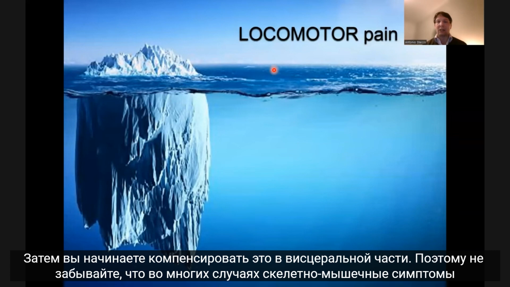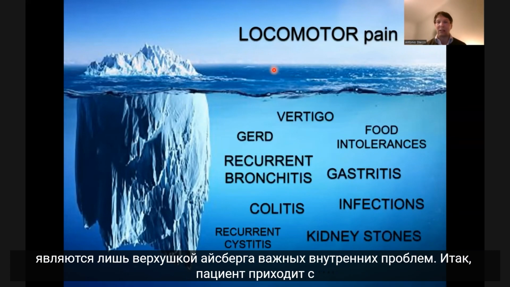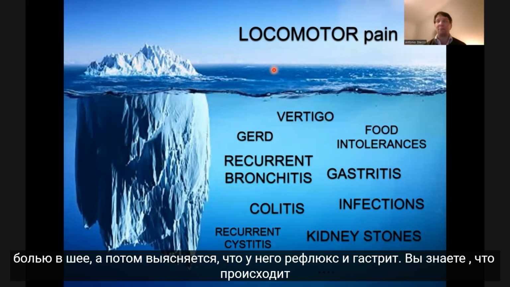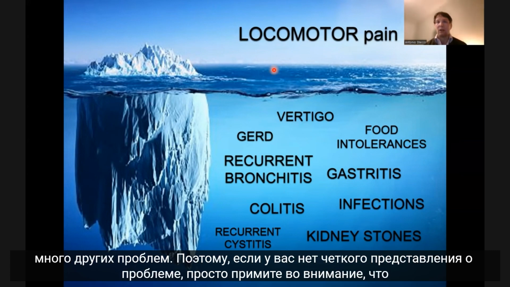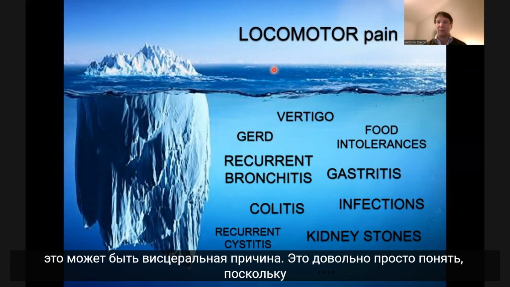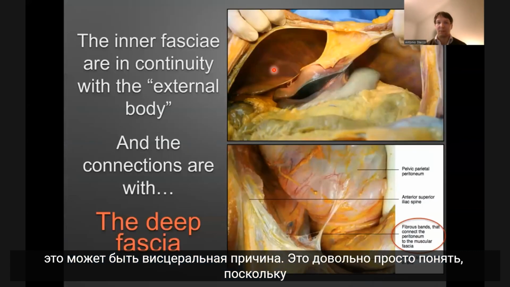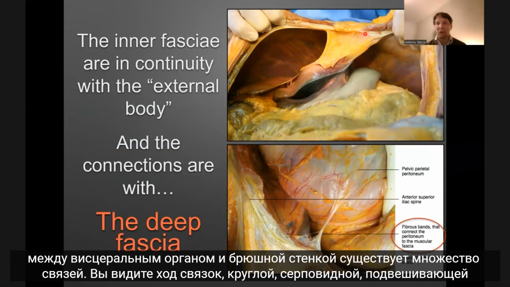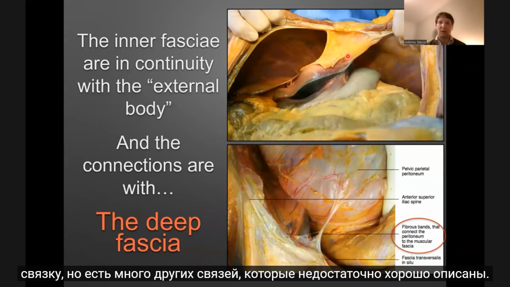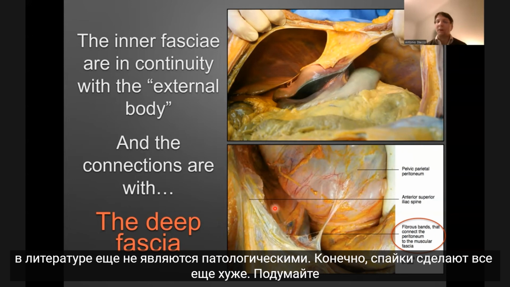So don't forget that a lot of the time musculoskeletal symptoms are just the tip of the iceberg of an important visceral problem. So the patient comes for a neck pain, and then you find out that there is reflux, food intolerance, gastritis, a lot of other problems going on. So if you don't have a clear origin of the problem, just take into consideration that maybe it has a visceral origin. This is quite simple to understand because we have a lot of connections between the visceral organs and the wall. We see the round ligaments, the suspensory ligament, the falciform ligament of the liver, but there are a lot of other connections that are not well described in the literature and are not pathological yet.